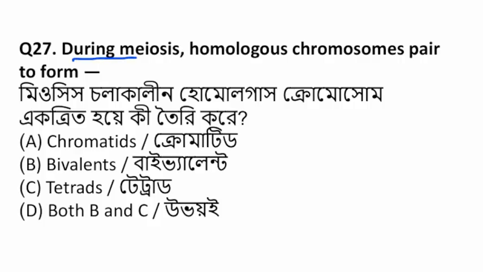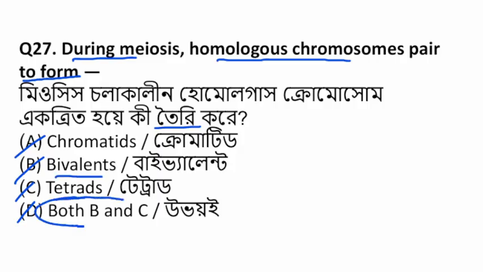During meiosis, homologous chromosomes pair to form: chromatid, bivalent, tetrad, or both B and C. So in meiosis homologous chromosomes pair to form bivalent and tetrad. So the correct answer is B and C.